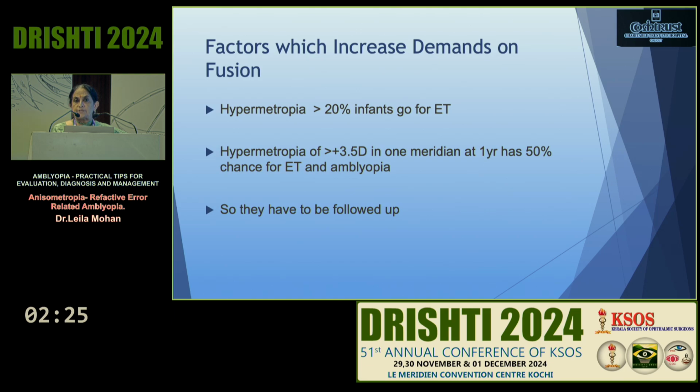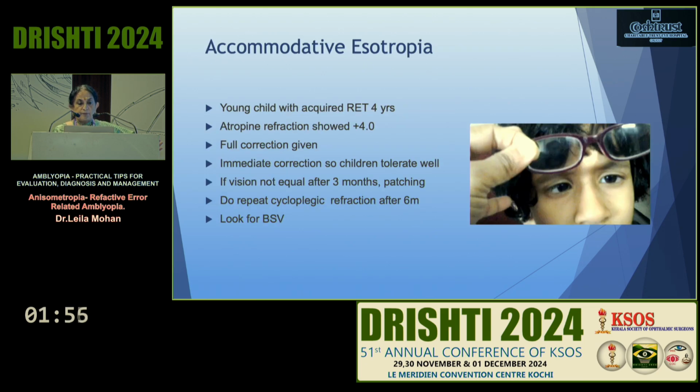So visual acuity should be followed up, refractive status should be followed up at least for up to 4 to 5 years. Factors which increase demands on fusion can also disrupt fusion, produce strabismic amblyopia. Hypermetropia of more than 2D, in children with hypermetropia, more than 20% will go for esotropia. Hypermetropia of more than 3.5 diopters in one meridian at 1 year has 50% chance of esotropia. So they have to be followed up.